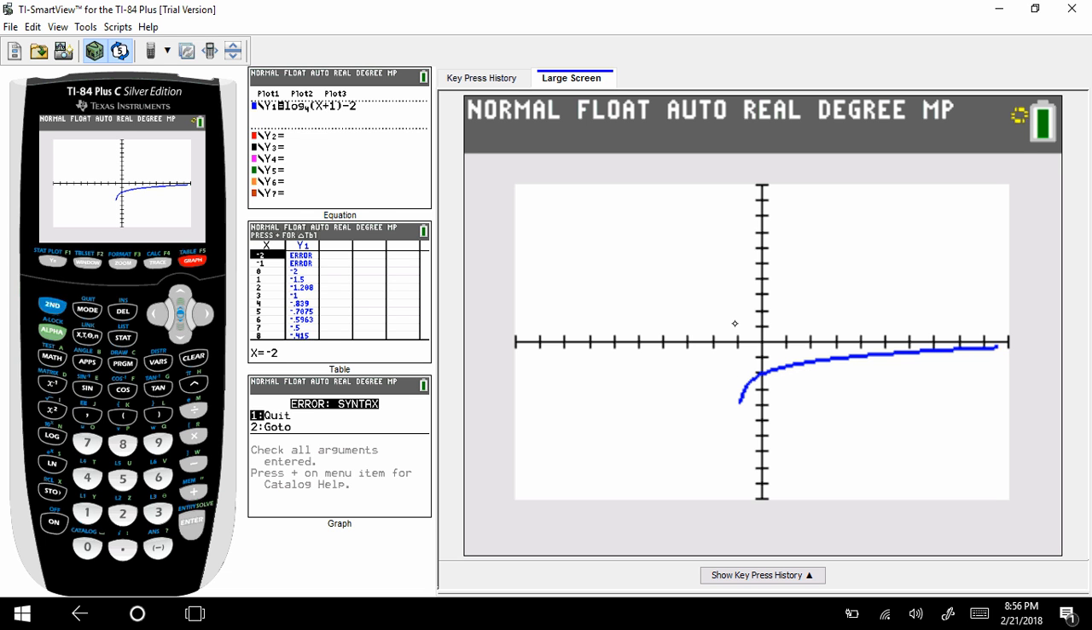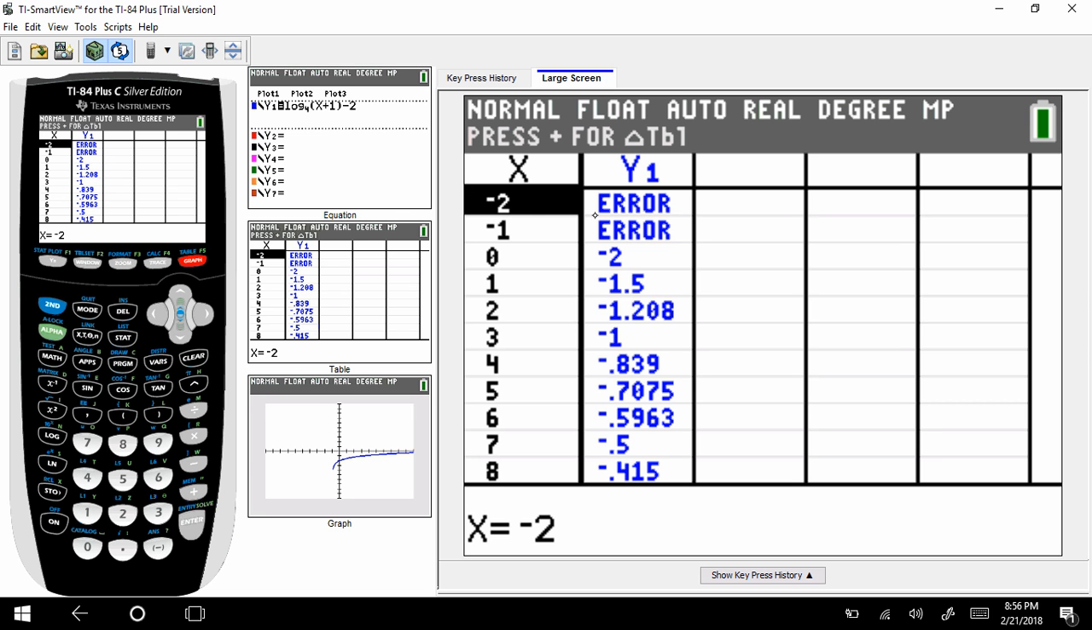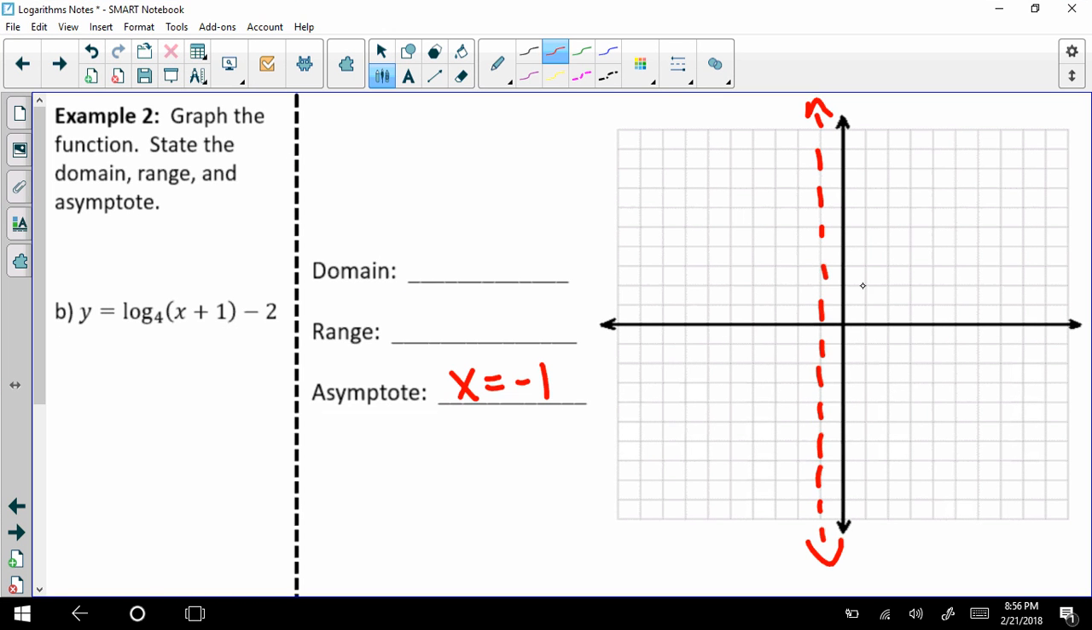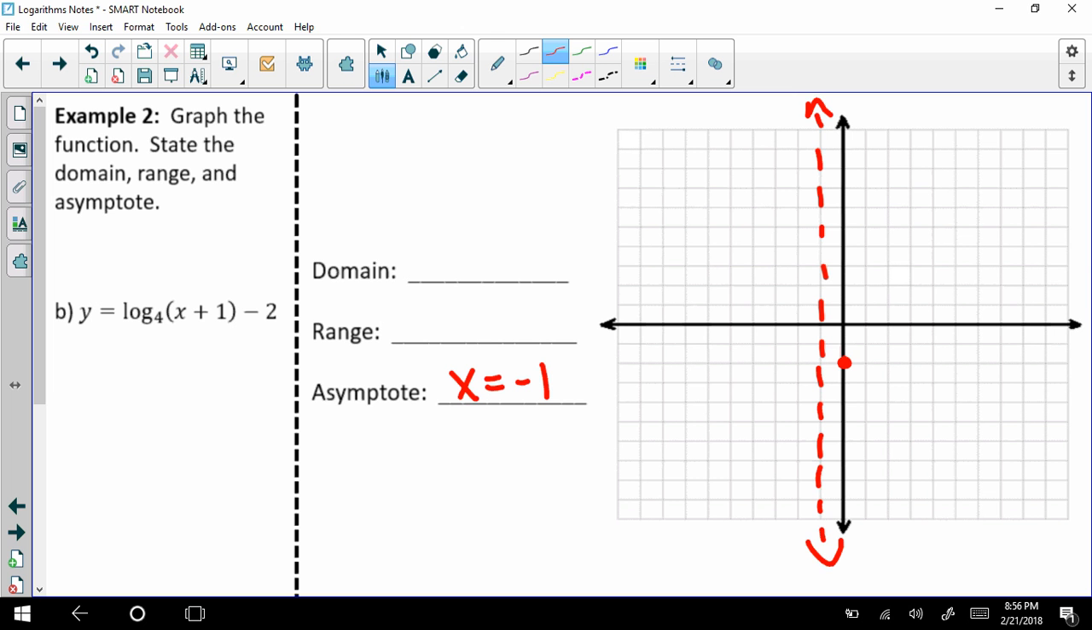Okay, so that confirms that our asymptote will be at that negative 1, and we can also see that from the table. So we have 0, 2, and then the next one up is an error, so that means x equals negative 1 is your asymptote. So we'll do 0, negative 2, and 3, negative 1. And the shape from our calculator looks like that.